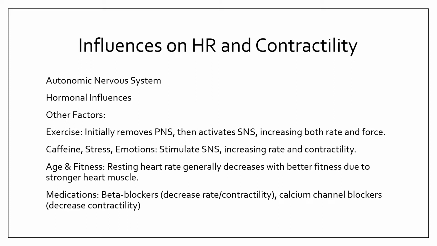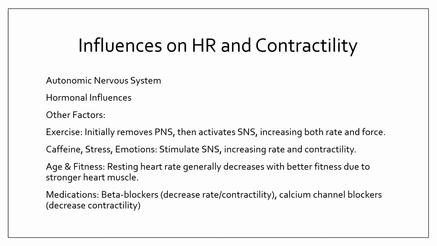Caffeine, stress, and emotions stimulate the sympathetic nervous system and result in increased heart rate and increased contractility. Emotional stress can also trigger dysrhythmias in susceptible patients. Then age and fitness level. With improved cardiovascular fitness, we sometimes see resting heart rate typically decrease. Stroke volume can increase due to stronger myocardial contraction. Aging can also be associated with decreased responsiveness to beta adrenergic stimulation.